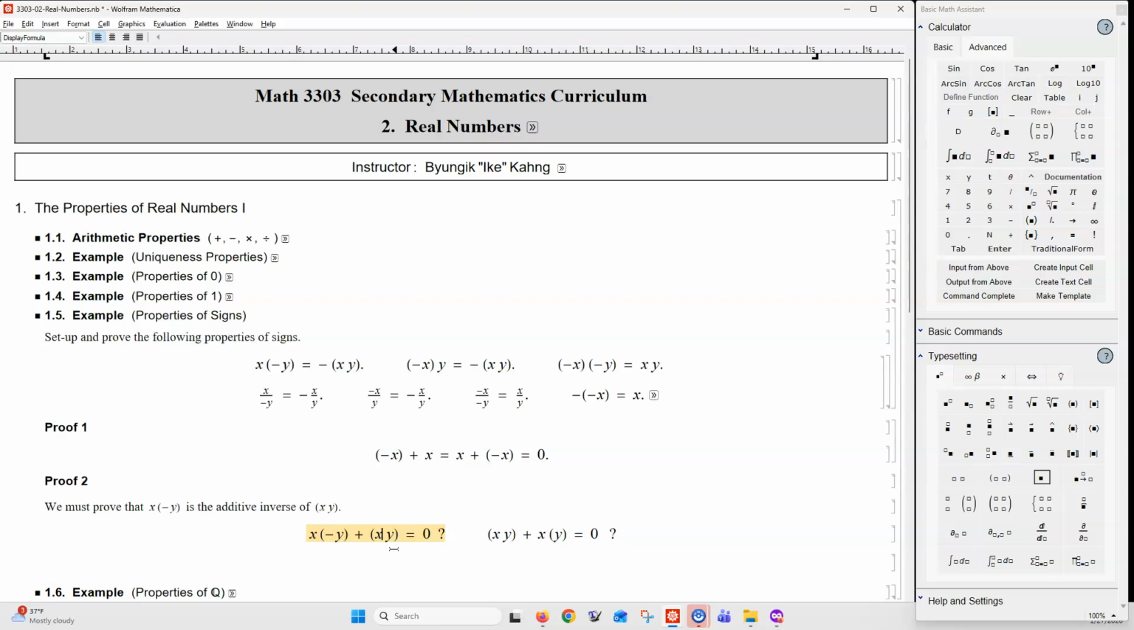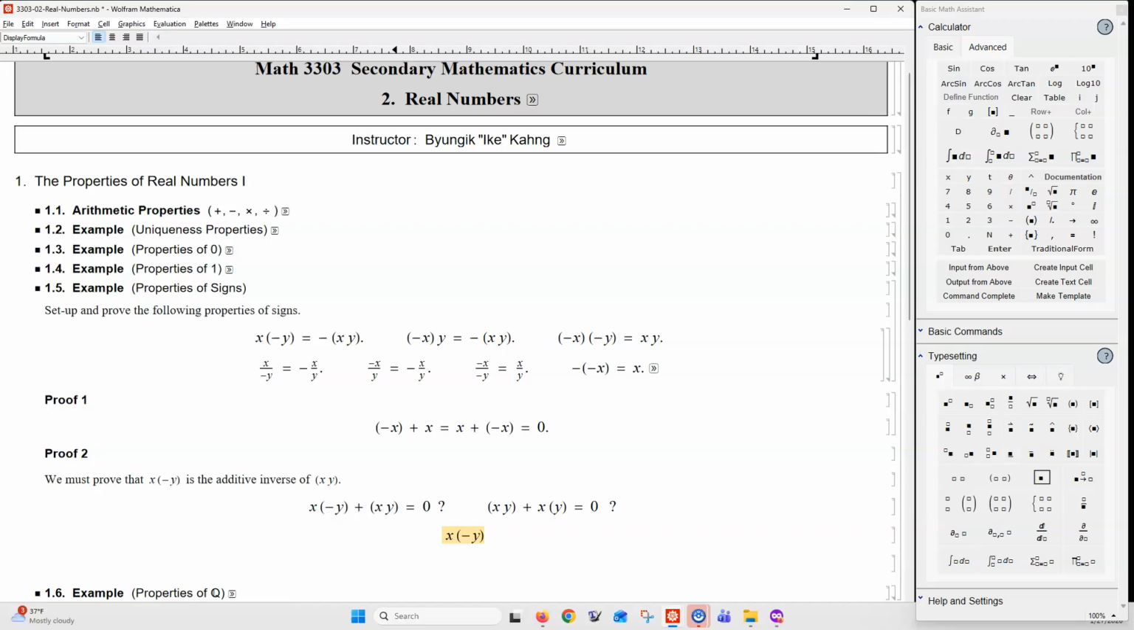I can factor x out, because of the distributivity property, and negative y plus y, well, that's 0, isn't it? Additive inverse plus itself. And then we proved that x times 0 is 0 before. So we got this. How about the other one?